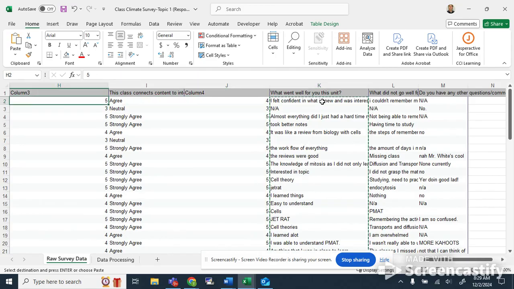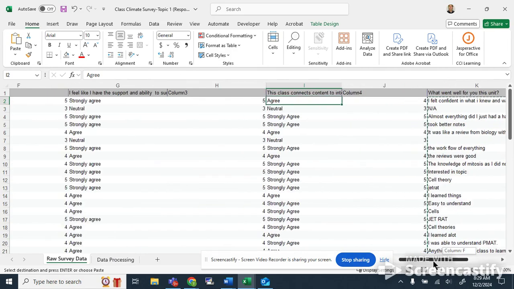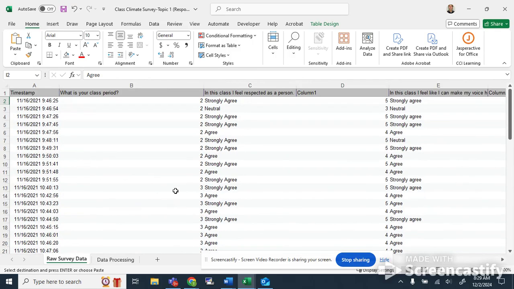It can add context, like, okay, cool, this person had 5s, but they also felt confident in what they knew. So hopefully this is helpful. Again, this is where I started with most of my raw data. This is literally the spreadsheet Google Forms generated for me. I just downloaded it and have been working with that since.